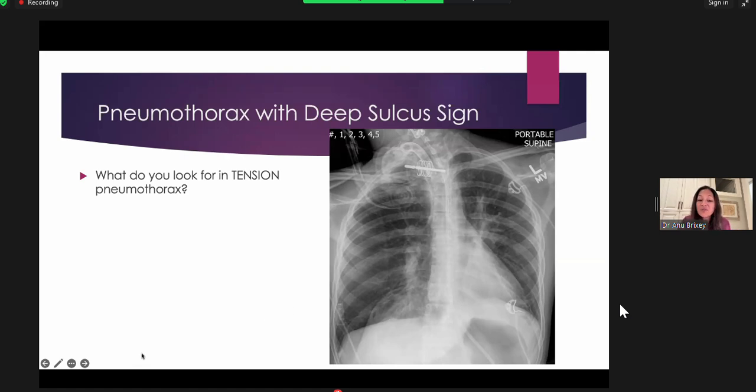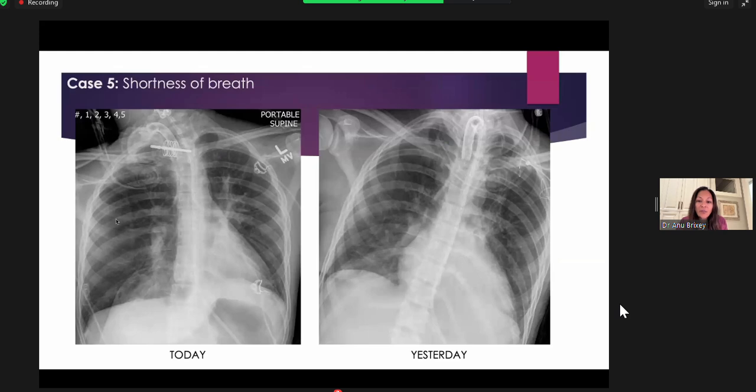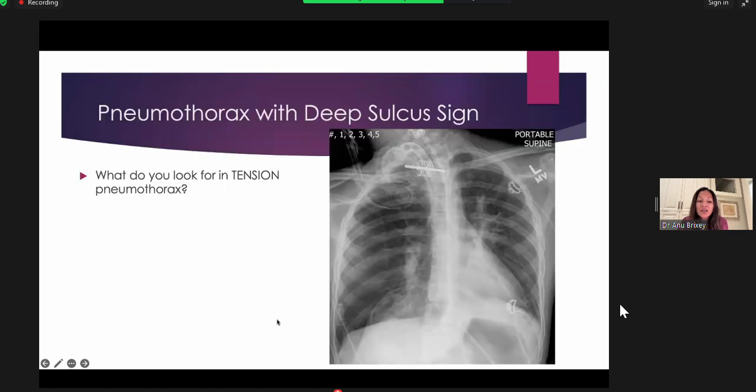So now let's talk specifically about a tension pneumothorax. What do you look for in a tension pneumothorax? One thing you look for is mediastinal shift, right? If I just go back briefly, you can see here when you compare this patient's mediastinum to the prior, here it's very well centered. And now you can see that there is shifting to the left side. So that's one of the classic things that we look for: mediastinal shift.